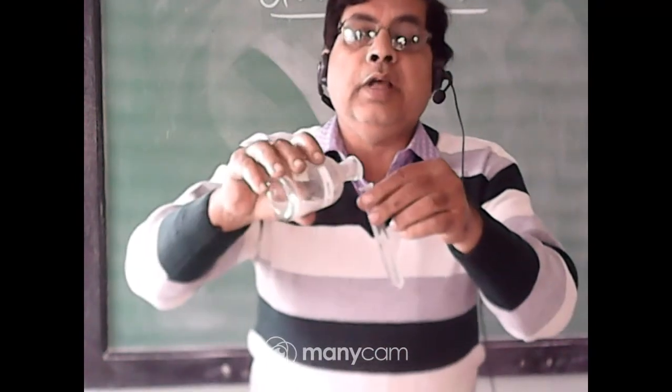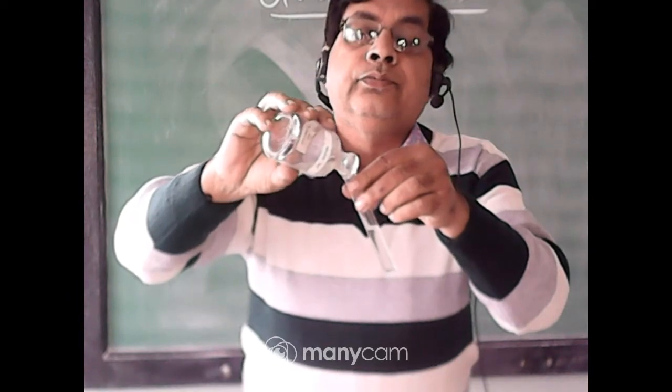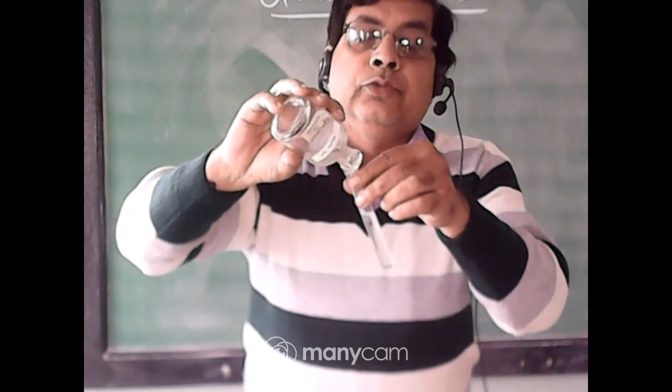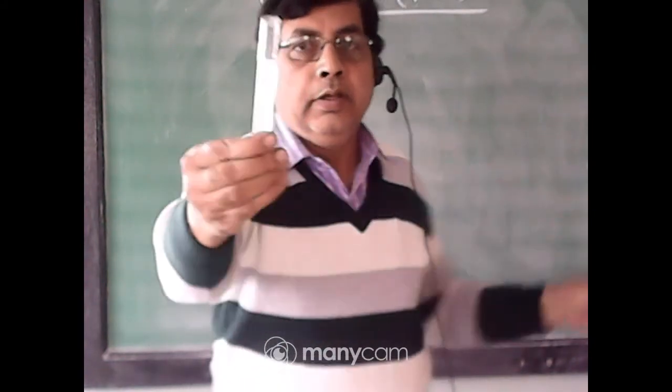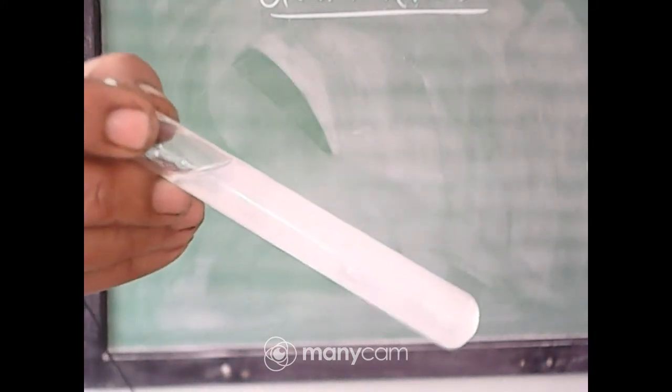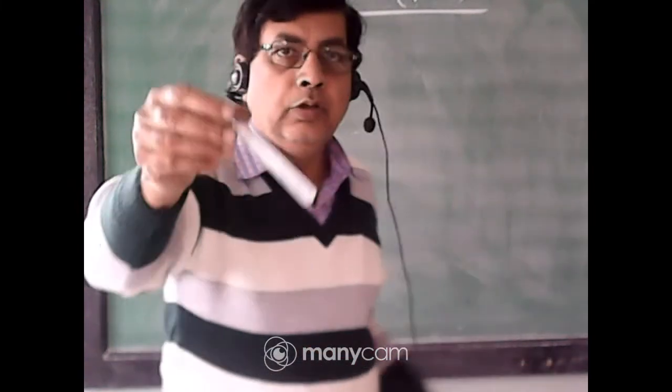Then you add ammonium hydroxide. What do you observe? You observe this type of precipitate. A white floating precipitate is observed. So white floating precipitate is observed. Now that means group 3 is present.